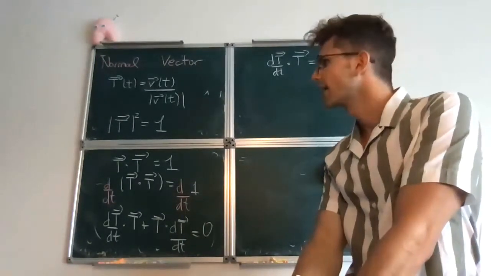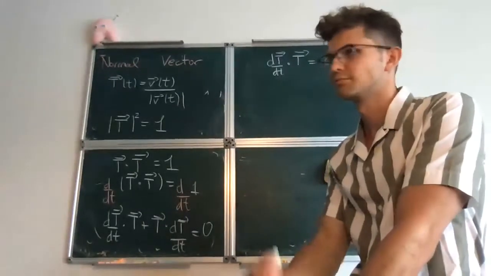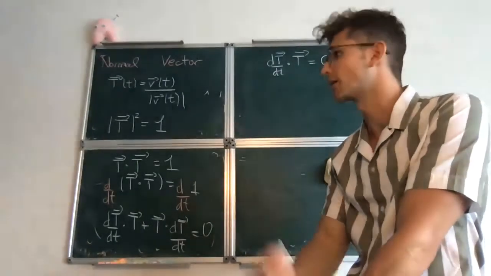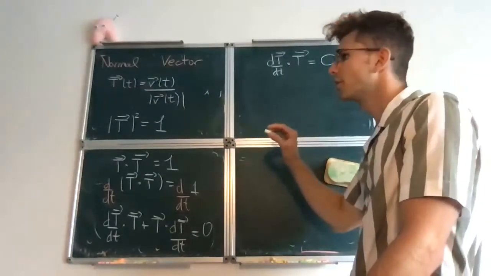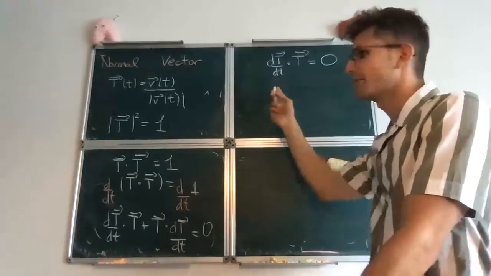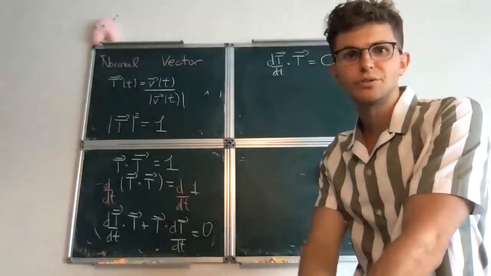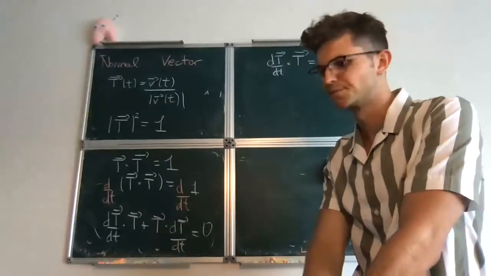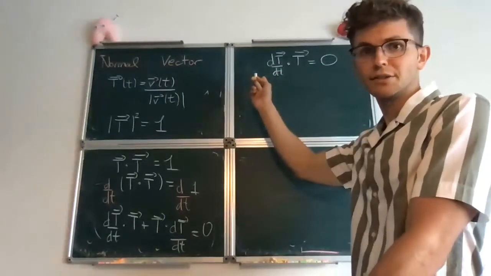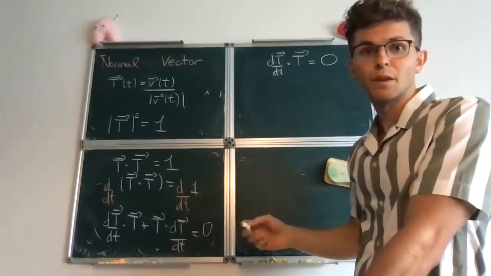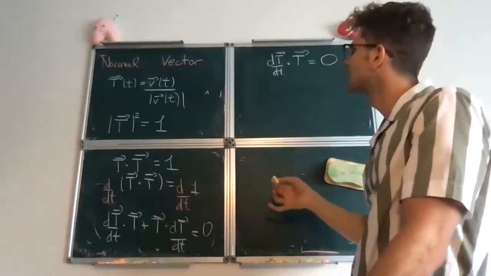Now, the tangent vector is morally like the velocity, more or less. This is a bit different because we had to rescale it. But if you ignore the difference, the derivative of the tangent vector is almost like the derivative of the velocity, which is almost like the acceleration. So that means that this vector could be interesting. It could be related to the acceleration of a particle, which will be the case.